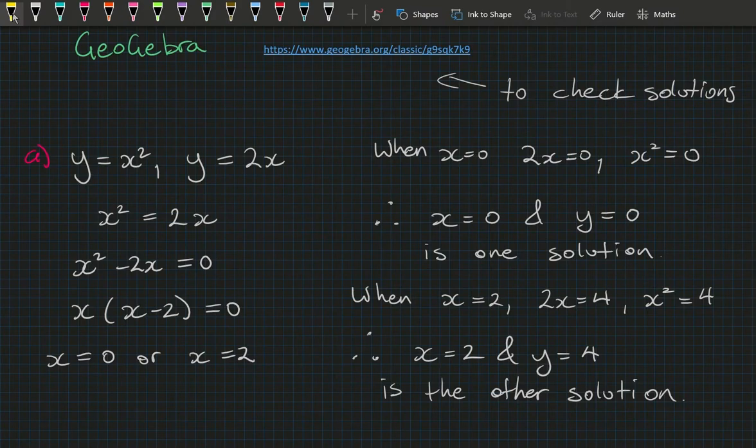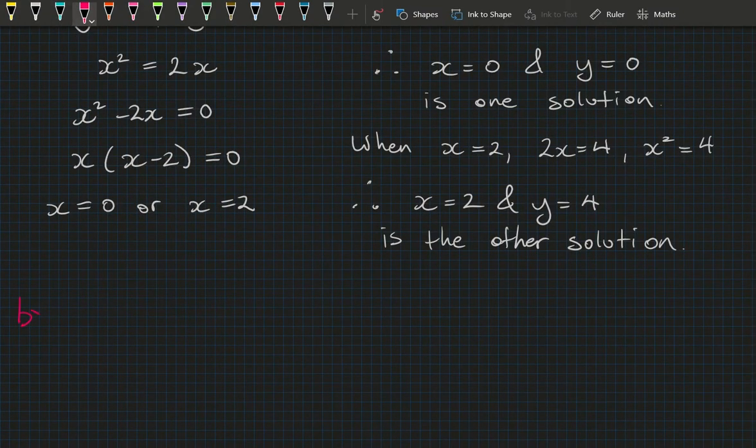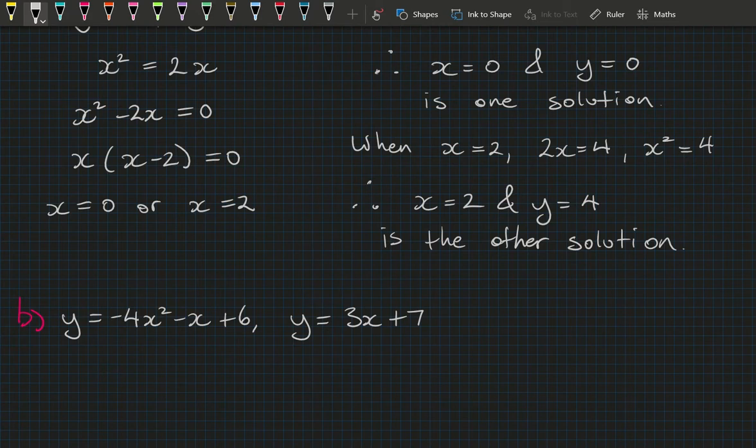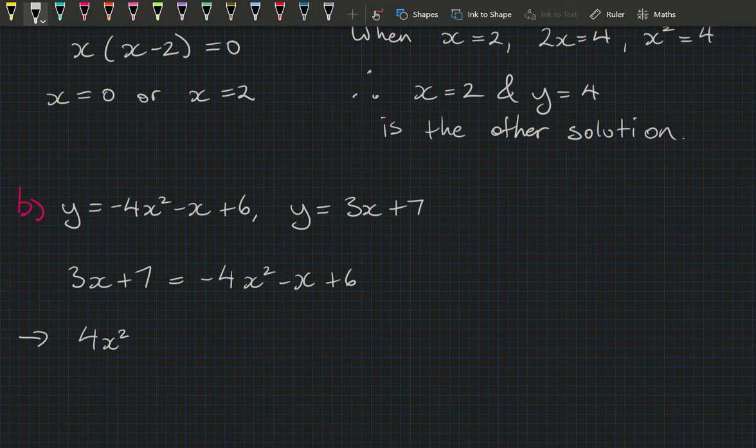Okay, in part B, we have the quadratic y equals minus 4x squared minus x plus 6, and the line y equals 3x plus 7. So by substitution, I know that these two equations are equal when 3x plus 7 is equal to minus 4x squared minus x plus 6. And 7 minus 6 is 1, and 3x minus x is 4x, and minus 4x squared is 4x squared. So we're left with 4x squared plus 4x plus 1 equals 0.